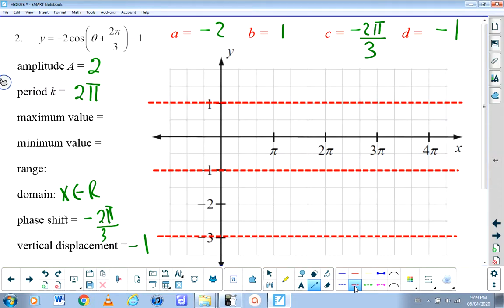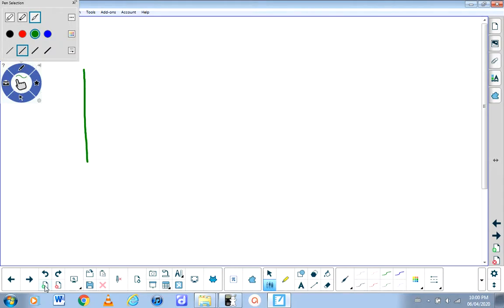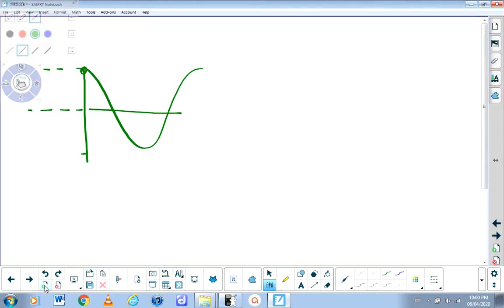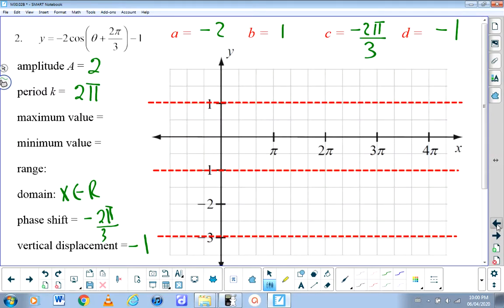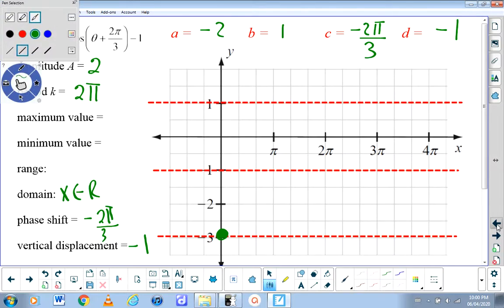Now, since we're dealing with a cosine function, cosine normally starts at the top. I'll just remind you of this. When you have y equals cosine of x, it starts at the top and it goes up and down. There's a middle line, there's a top, and there's a bottom. But a is negative, and that has flipped the graph over vertically, which means it's going to start at the bottom. So instead of starting at the top going down, it's going to start at the bottom going up.